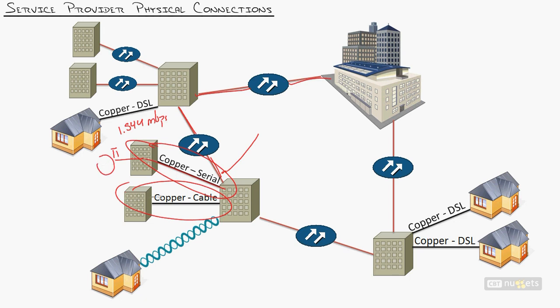Here's a cable modem connection. So this kind of copper. Now, usually, by the way, this would not be one service provider. One would be a cable provider, one would be a DSL provider. But I will say there are some that do both.